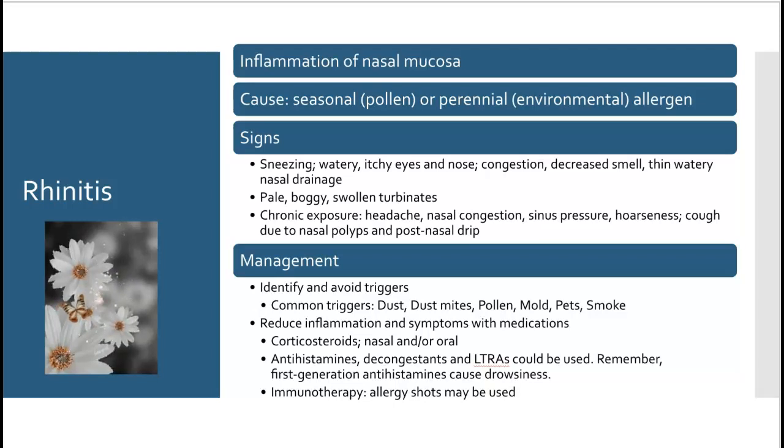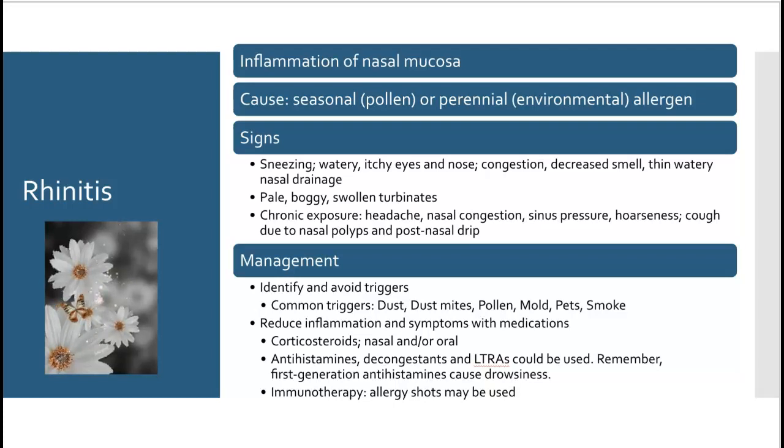So management is going to try to identify and avoid those triggers. Triggers include dust, dust mites, pollen, mold, pet smoke. Medications that we can give would be corticosteroids, either nasal and or orally. And so nasally, I'm thinking of the Flonase. Orally, of course, would be like our prednisone.